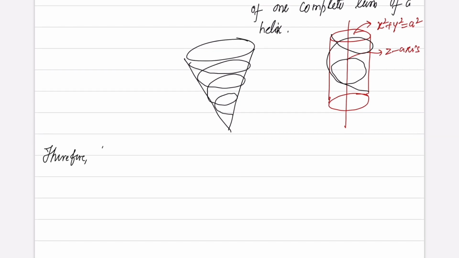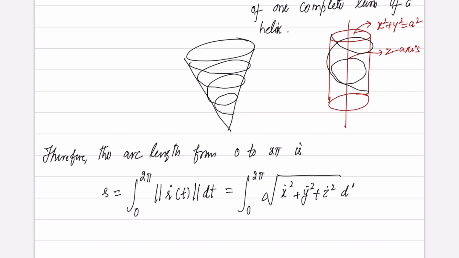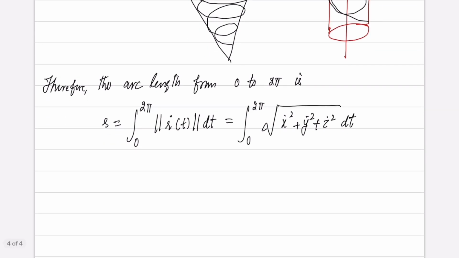So the arc length from 0 to 2 pi is S equal to the integral from 0 to 2 pi of the norm of r dot of t dt, which we can also write as the integral from 0 to 2 pi of the square root of x dot square plus y dot square plus z dot square dt. Now we need to evaluate this norm of r dot.